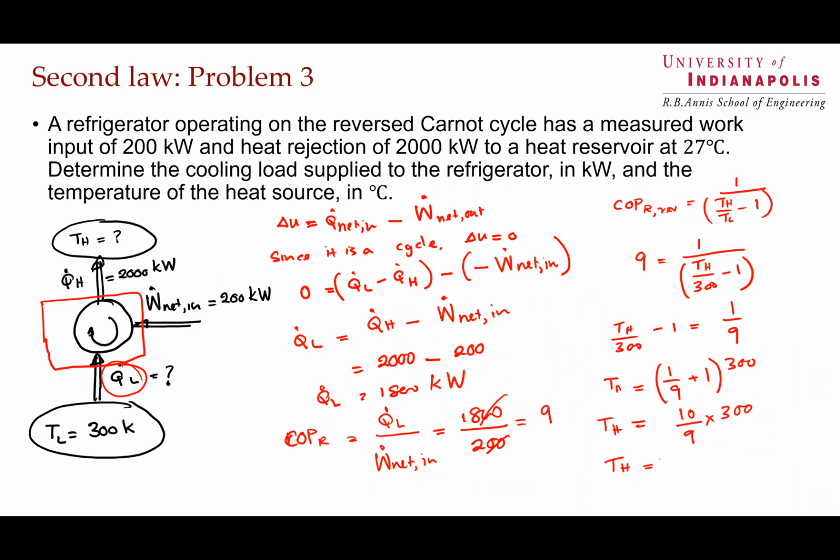Minus 273, you get 60.33 Celsius. So TH, let me write it here, 333.33 Kelvin. That is TH in Celsius, it is 60.33 degrees Celsius. That's the answer. So that's the first answer, QL, and this is the second answer.